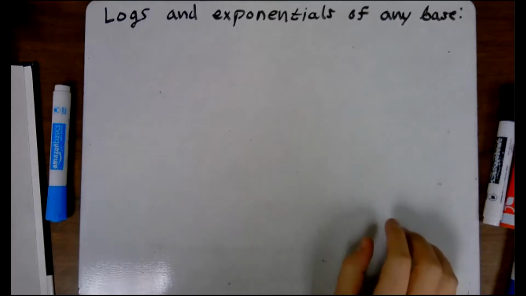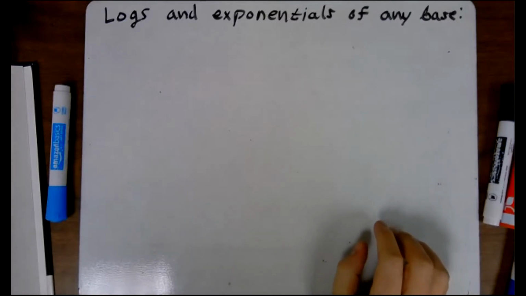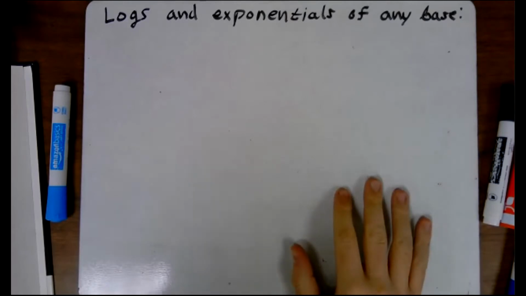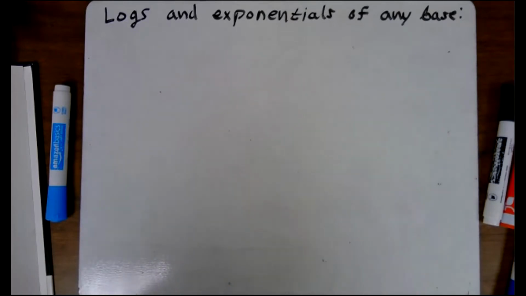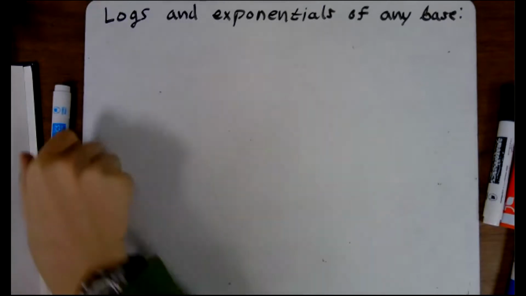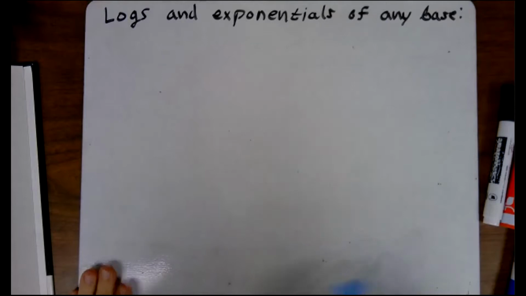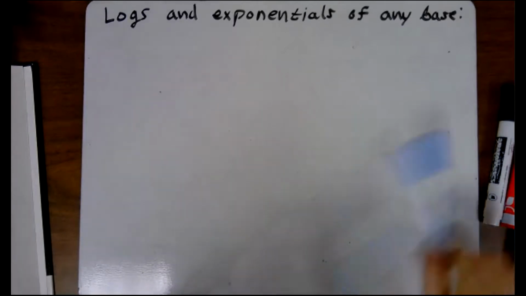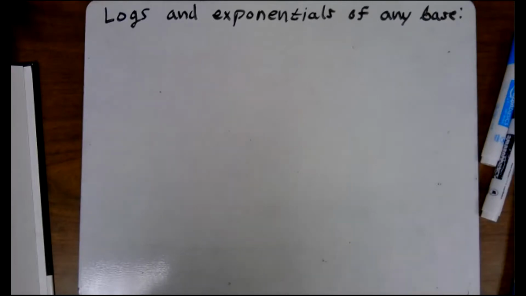Now, these ones, unfortunately, aren't quite as beautiful and elegant as the natural logarithm and the natural exponential. But these rules both come from the same place. They both come from the change of base formula. But I'm not going to go through the derivation. I'm not going to show you how this formula came to be. Just going to skip straight to giving you the formula.